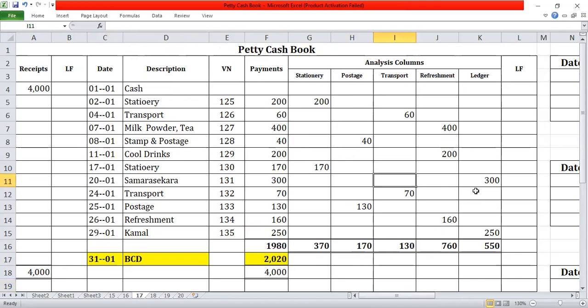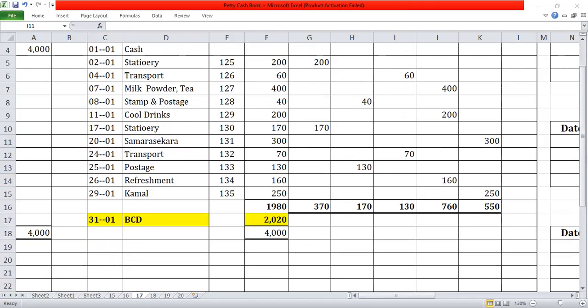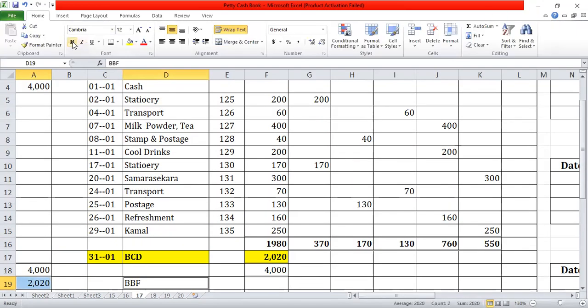And there is another transaction left. On 31st of January, we restore the petty cash. So here what I'm going to do is balance brought forward 2,020. In fact, this is the balance carried down.